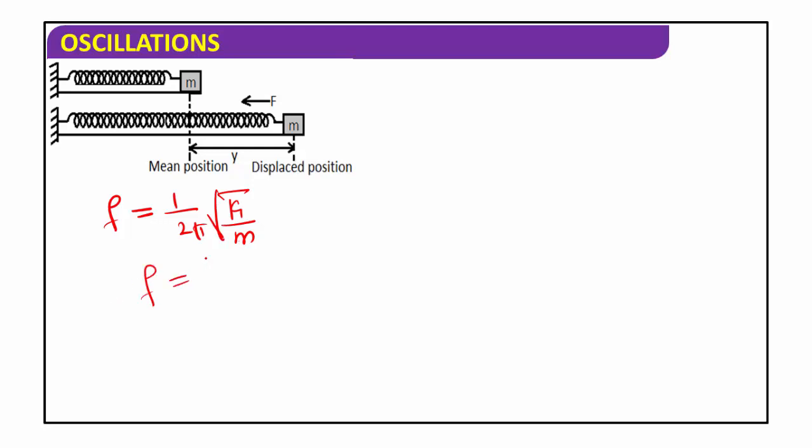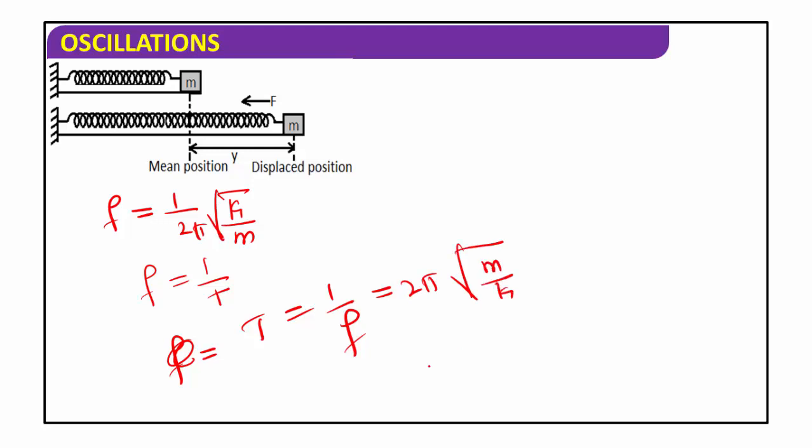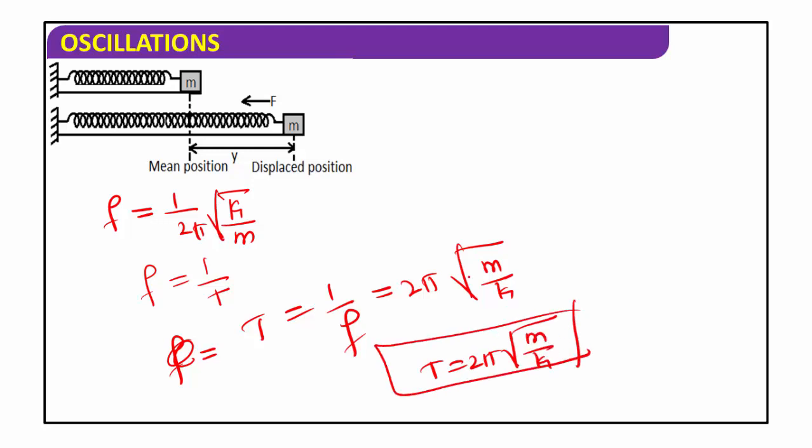The reciprocal of time period is called frequency, or the number of oscillations taken in 1 second is called frequency. Therefore, time period T is equal to 1 by f, which is equal to 2 pi root of m divided by k. This is the expression for the time period of oscillation of a simple harmonic motion in case of a loaded spring along the horizontal direction.